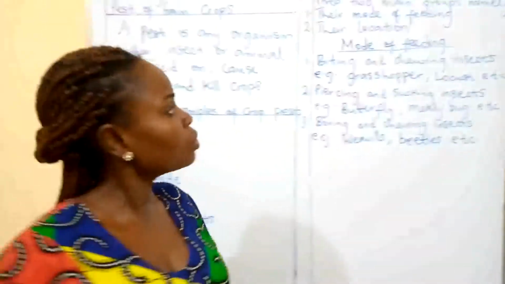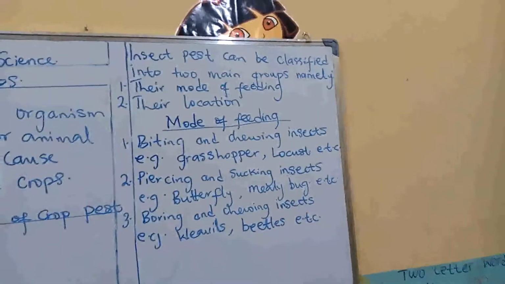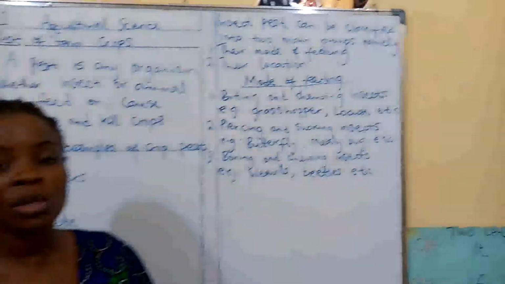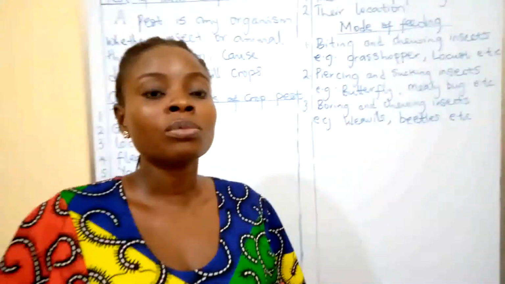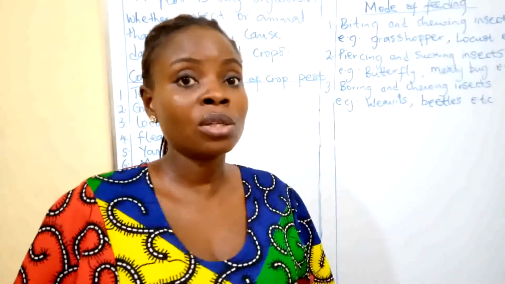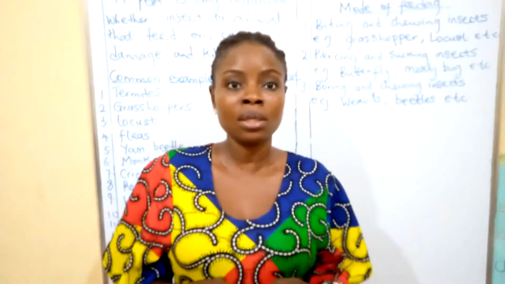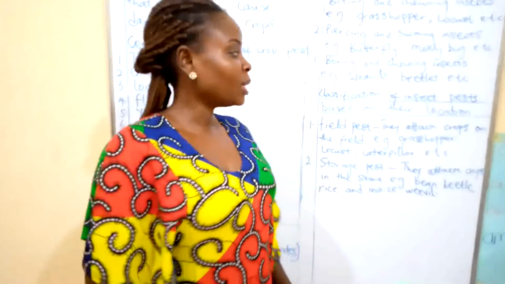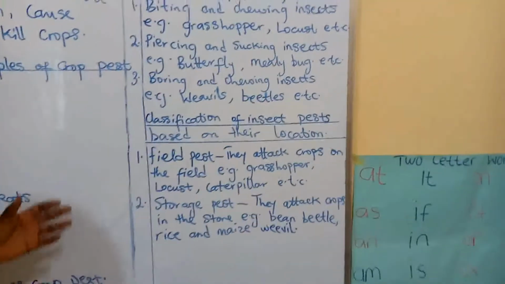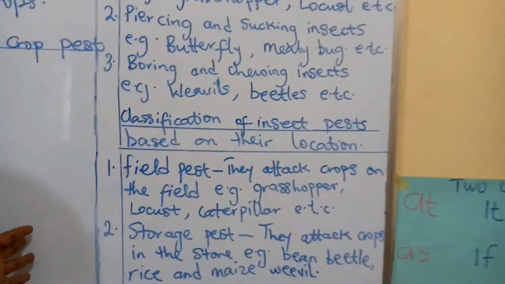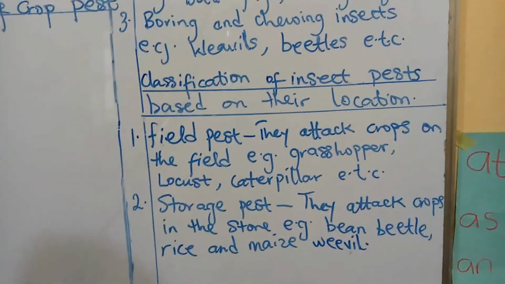Now, let's go to the next classification, which is their location. Here we're going to be talking about location according to field location and according to storage location, the insects that attack crops in the field and in storage. Let's take that down. Remember we talked about the classification of insect pests based on their location. Now we've listed that on the board. We have two categories coming under this classification.